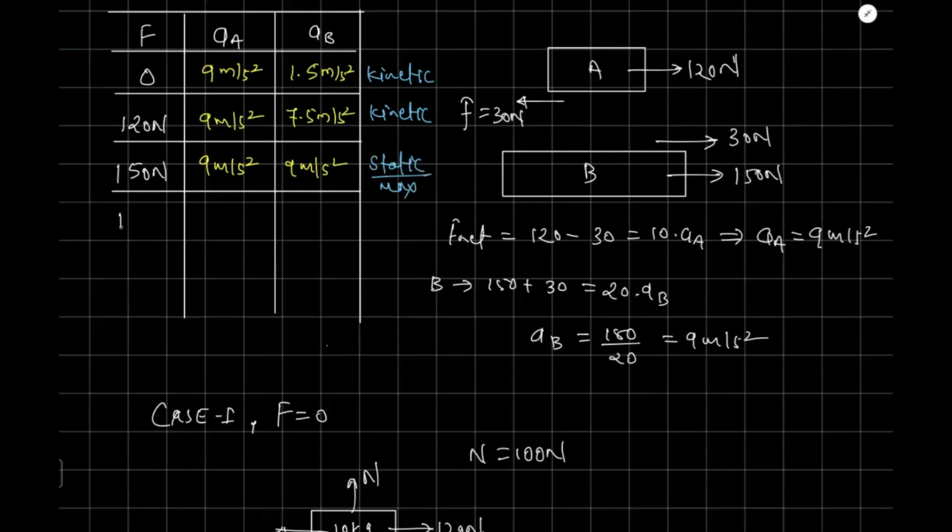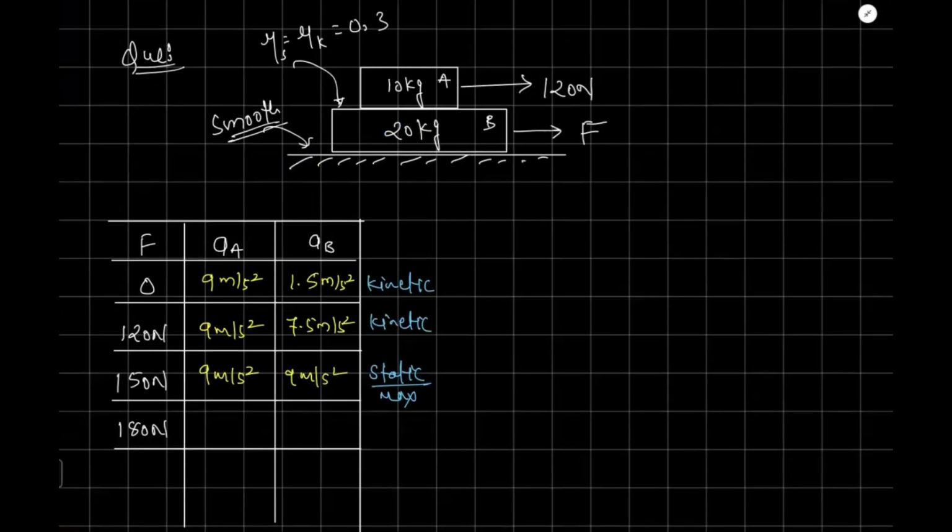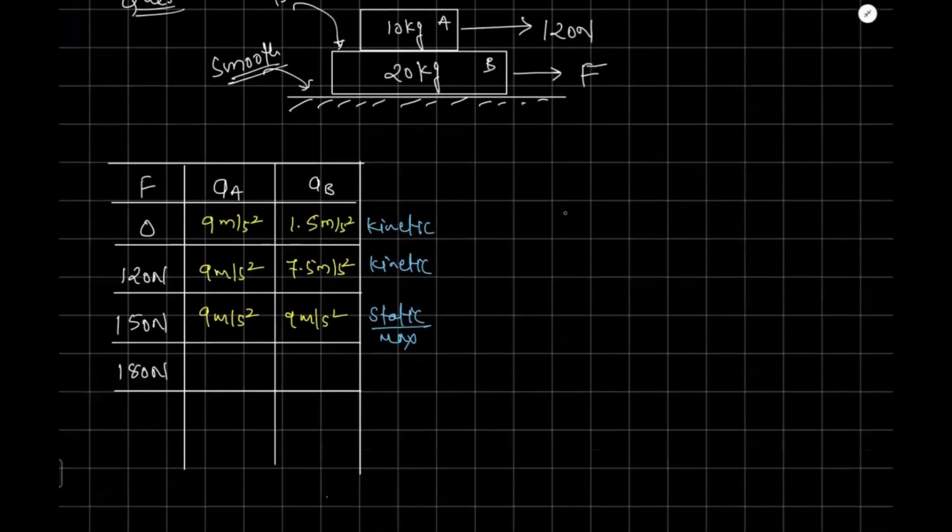Let's take the value of F is equal to 180 Newton. Then you have to find the acceleration of A and acceleration of B. Now we'll try to solve it again. So what we'll do, first step, we'll make a free body diagram. Block A, on this one the force is 120 Newton, and on this one, let's say this time our friction force that is acting is F. Okay, we haven't taken the maximum value. We can take the maximum value also, not a problem.